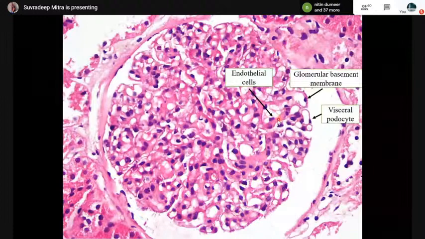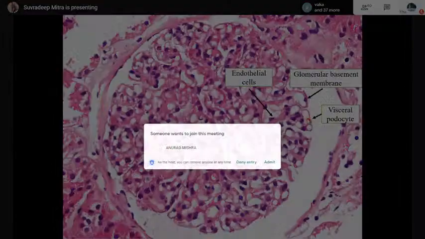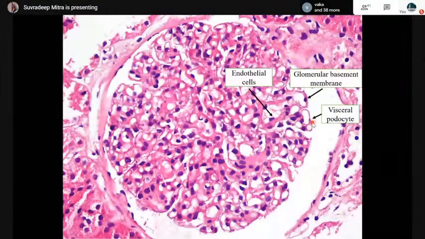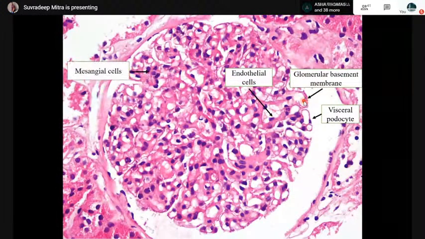The next most important structure in the glomerular pathology is the endothelial cell. You can see nicely the endothelial cell. Unlike the visceral podocyte, they lie inside the glomerular capillary loop. So the podocyte lies at the top of it and the endothelial cell lies within the capillary loop.